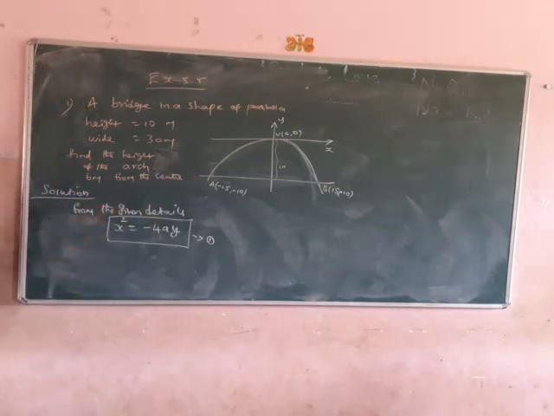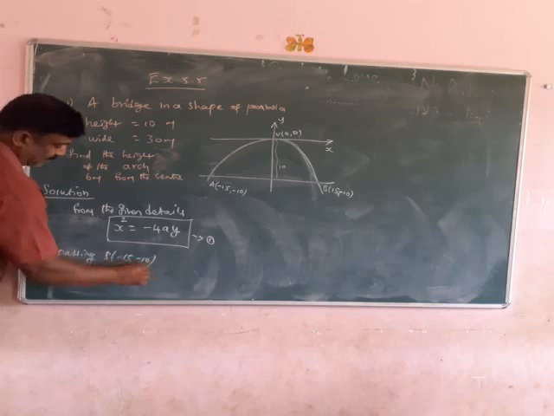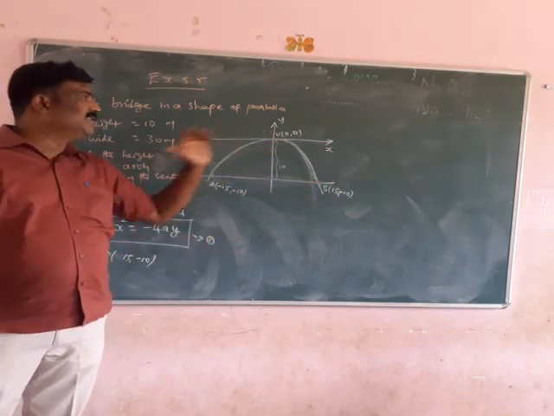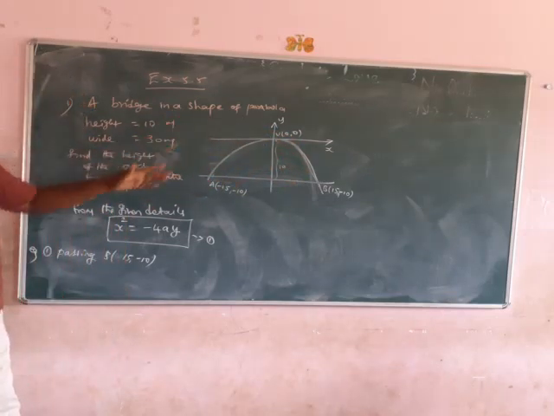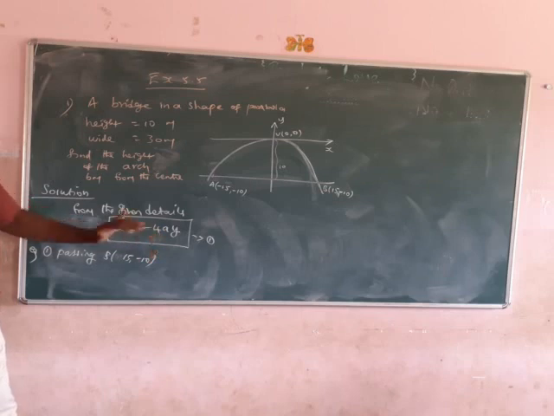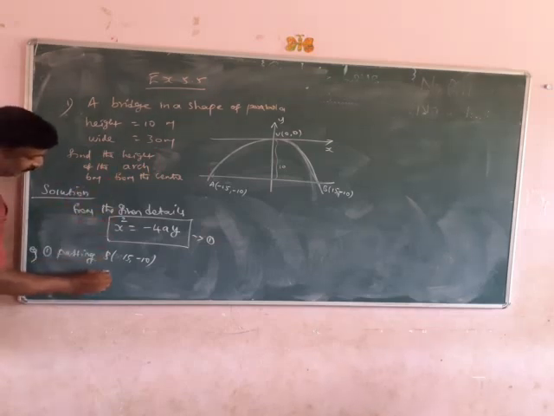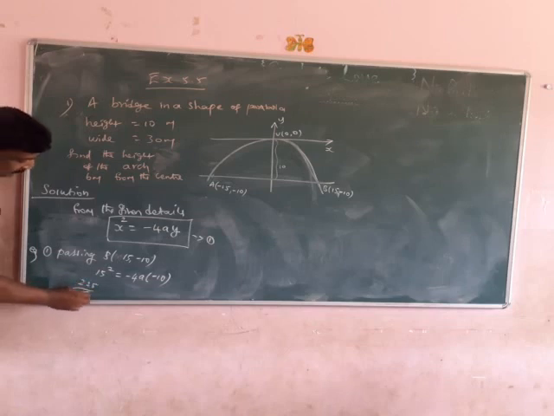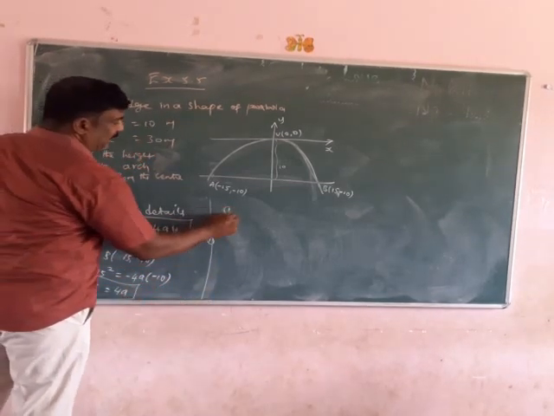So now substitute the points. Equation 1 passes through the point 15 comma minus 10. The parabola passes through the vertex A and B, so we are able to substitute A or B. If we substitute the values of B, we get the answer. So equation 1 passes through the point B, that is 15 comma minus 10. Substitute the values here: 15 square equal to minus 4a into minus 10. Then 225 by 10 equal to 4a. Then equation 1 becomes, what is it here?